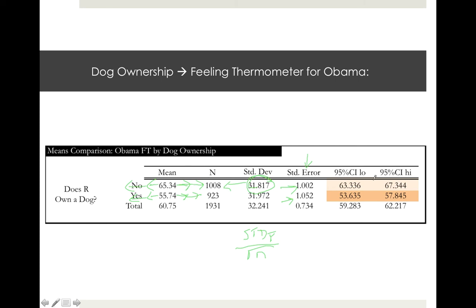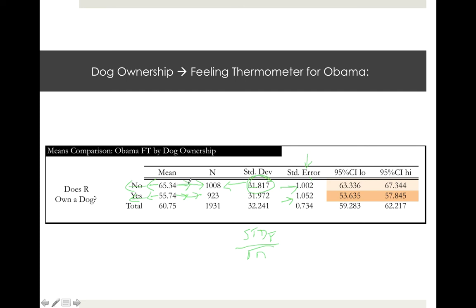So what I can say is that if I go 2 standard errors below 65.34, I get something that looks like 63.34, which makes a lot of sense. If the standard error is about 1, which is what that appears to be, and I move 2 standard errors away, I would basically be subtracting 2 from 65.34, and I get 63.34.